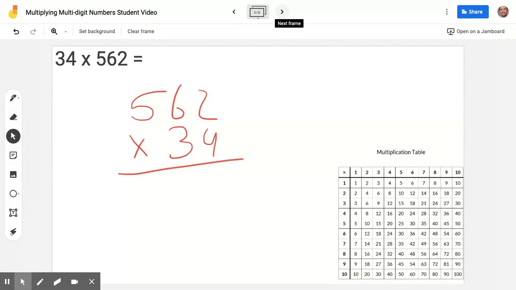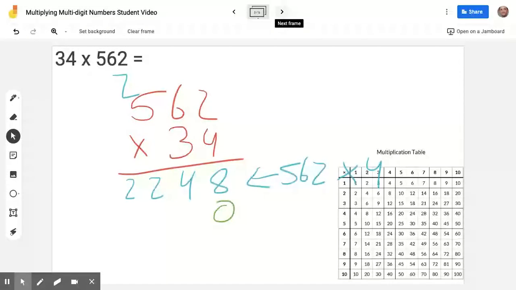All right, so now I'm going to do row 1. Row 1 is basically 562 times 4. That's going to be row 1. All right, so here we go. 4 times 2, 8. 4 times 6 is 24. Carry the 2. 4 times 5 is 20. 20 plus 2 is 22. That is row 1. Like I said, if I'm going too fast, pause it. Always got to put a 0 there because this 3 here technically means 30. So that's what the 0 is from.